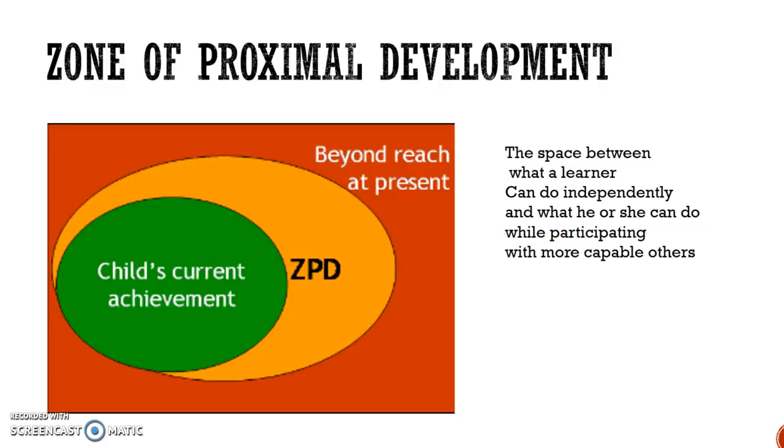Well, the zone of proximal development is a great way to approach this. This is written straight from our textbook, where it says: the space between what a learner can do independently and what he or she can do while participating with more capable others. So basically this means that as a child is assimilating the information, if they don't quite have everything, they can reach out and get that knowledge from an outside source, either a peer or a teacher.